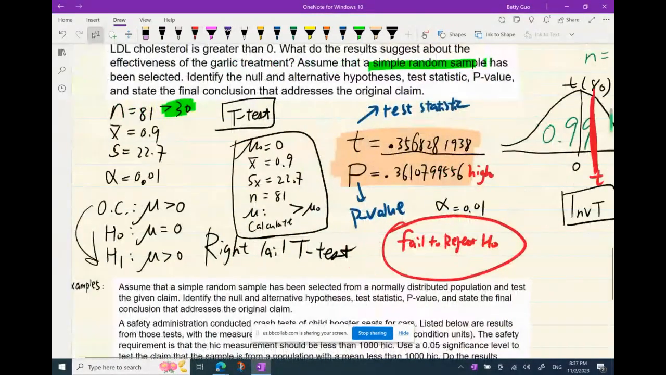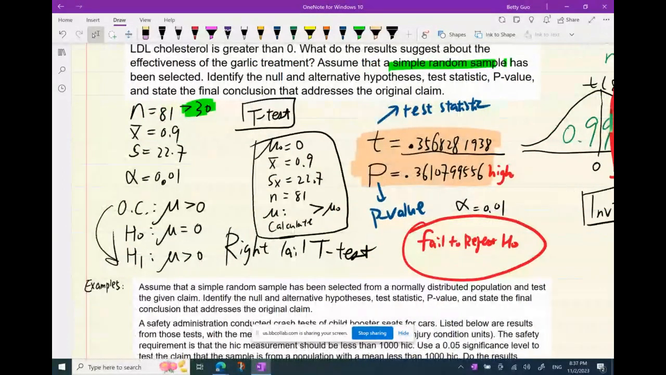Formal conclusion. We fail to reject null. That means there's a chance the null is correct. So we do not have sufficient evidence to support the original claim that mu is bigger than 0. Does that make sense? Yeah. We cannot just say anything more, because we fail to reject null, so there's a chance that the null is correct. So we do not have sufficient evidence to support the alternative.